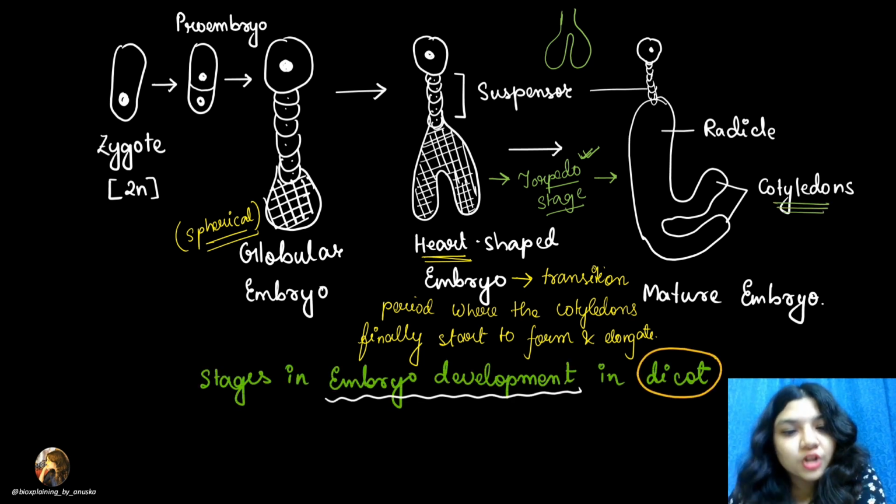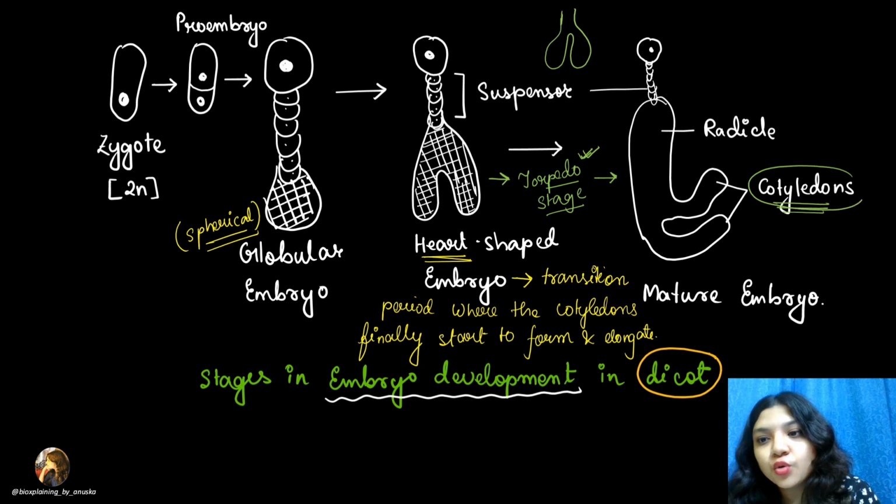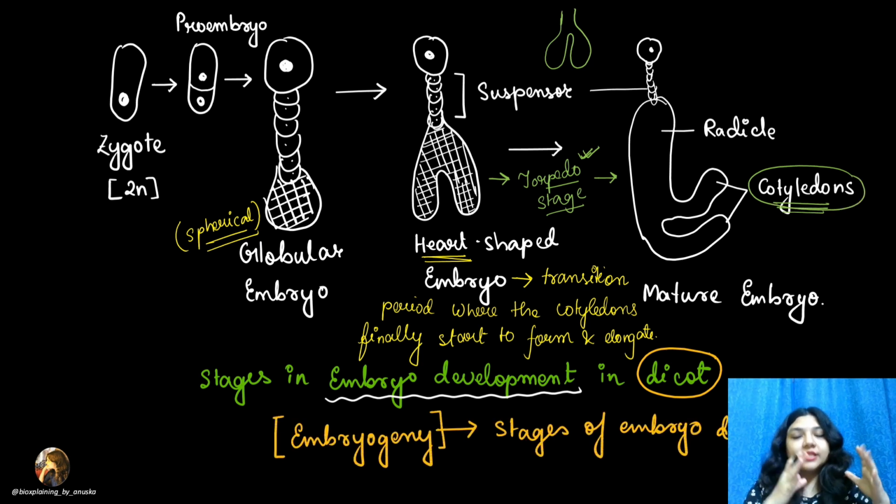So in the mature embryo, what you can find is you can clearly see two cotyledons which have been formed. So these are the stages of embryo development in case of dicot seeds according to the diagram, since I've shown you two cotyledons here. And the stages of embryo development are together termed as embryogeny. Be it monocot, be it dicot, whatever. Stages of embryo development are termed as embryogeny, and overall these are the common steps. From zygote to proembryo, to globular, to heart-shaped embryo, to torpedo, to mature. I hope this is clear.